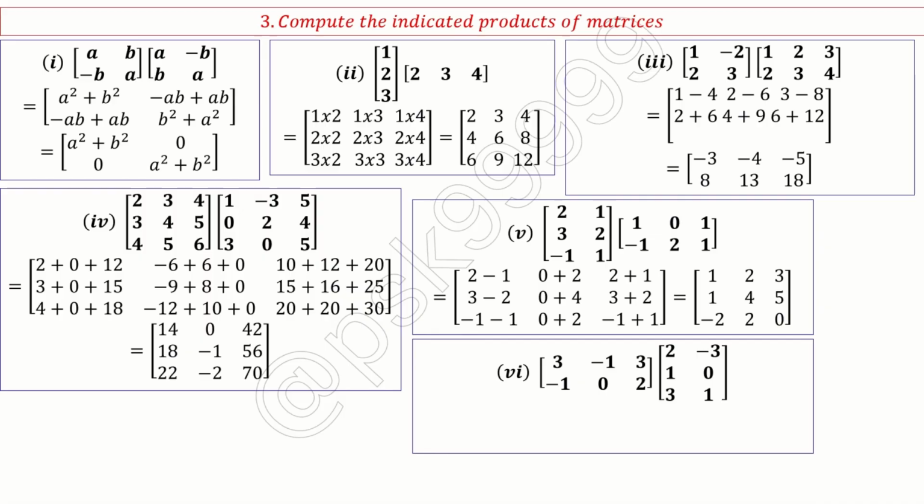This is also similar. You have a 2 into 3 matrix multiplied by 3 into 2. So you will get 2 into 2 answer, correct?